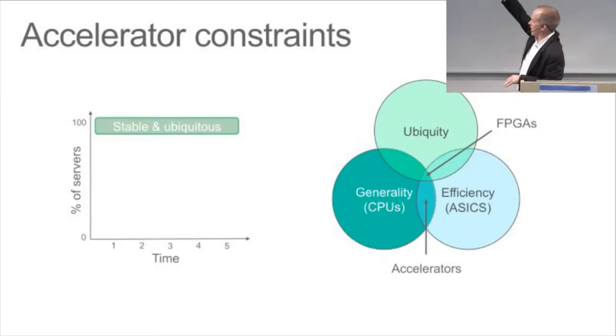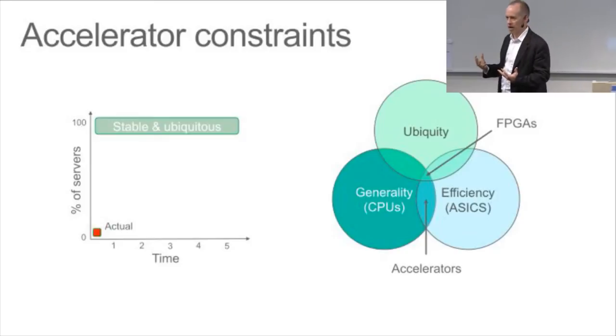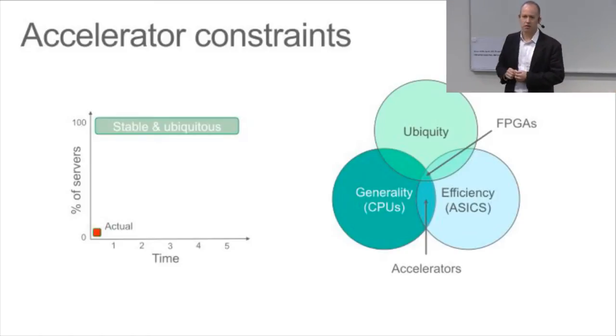Okay, so the farther down you go on the y-axis, the more money you're wasting by putting stuff in that a lot of the servers don't need. And so what do our services actually look like? What does the real data center look like on this graph? It's here. Okay, so the largest single workload we have running is on about 2% of our servers.